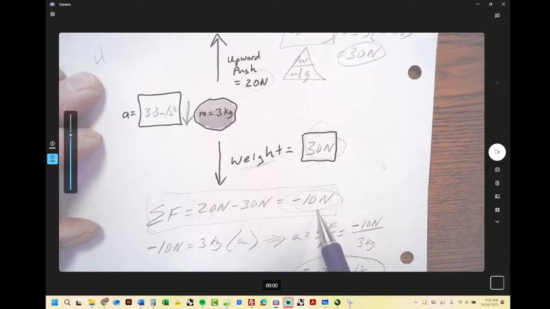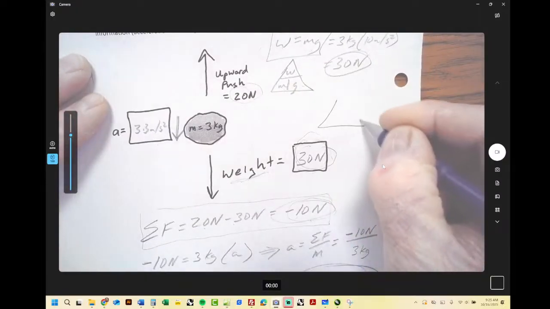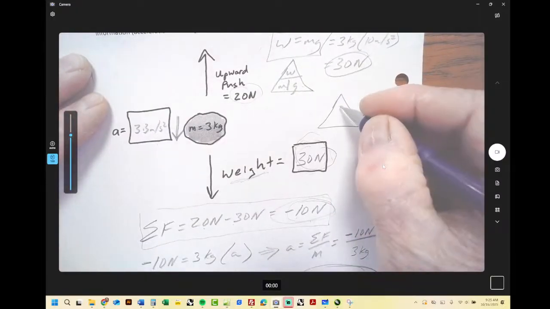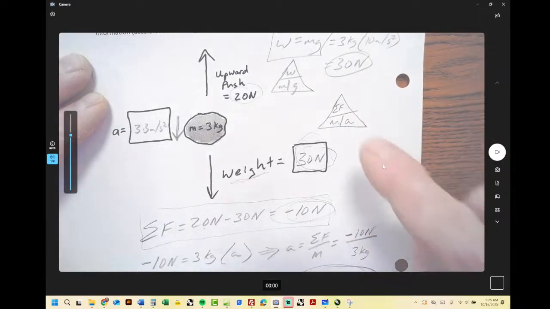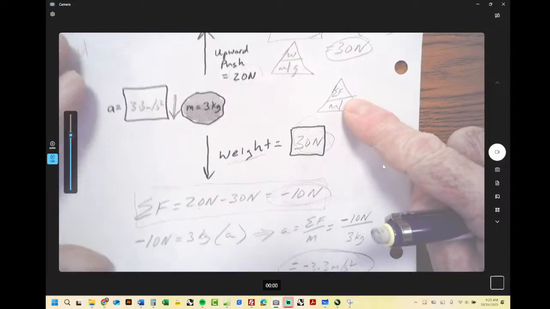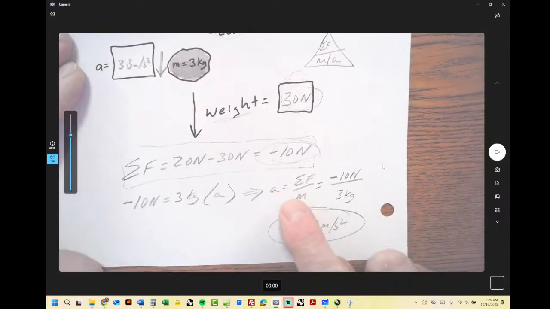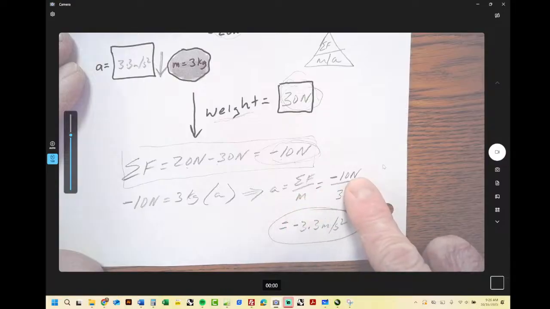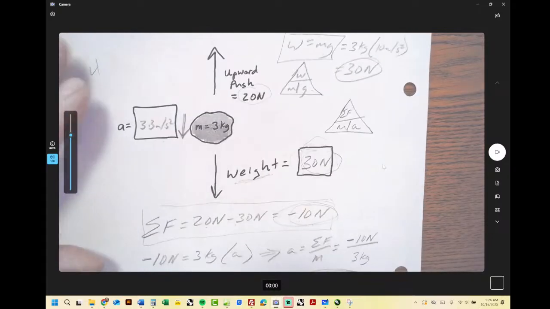And then my third step, if I'm looking for this acceleration, then I need the acceleration formula. And for that, I can use net force equals ma, but cover up the a, and it's net force over mass. So if I write that, the net force is negative 10 newtons, the mass is 3, negative 10 over 3 is negative 3.3, which means 3.3 downward.